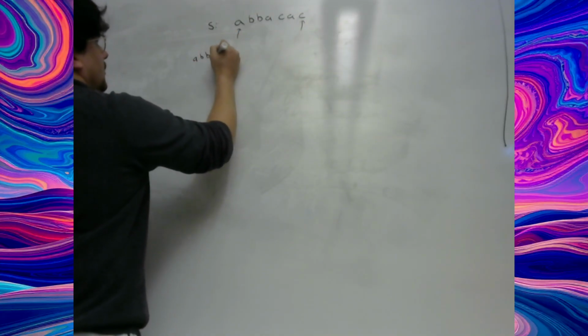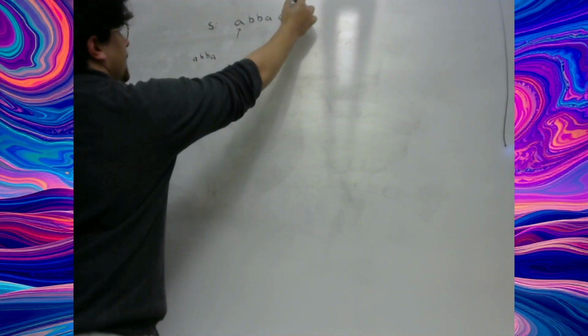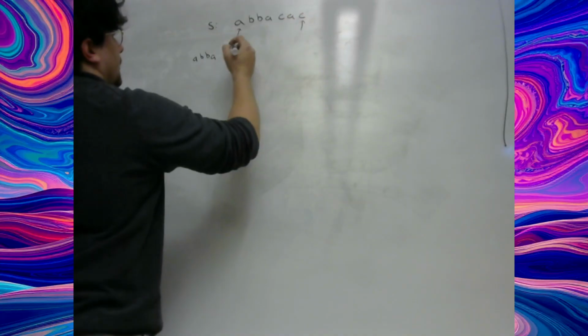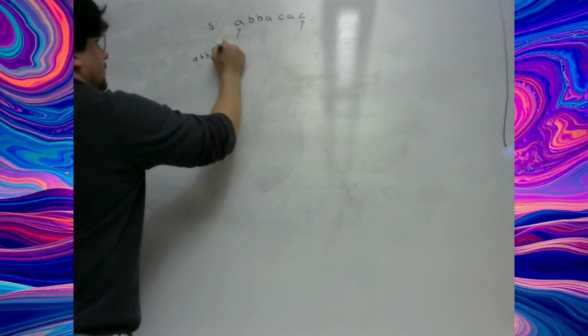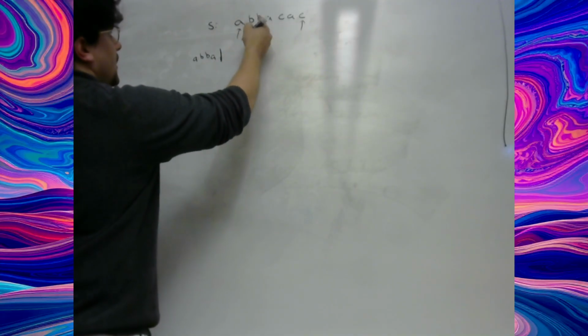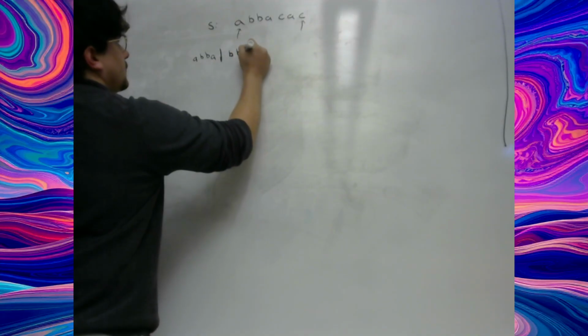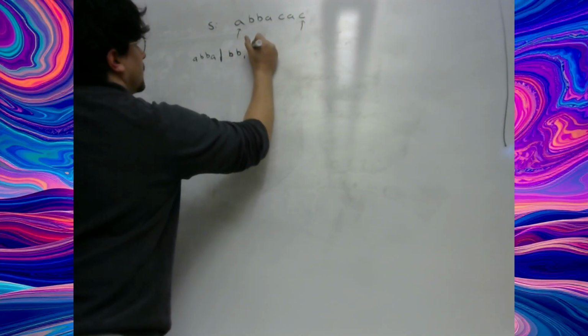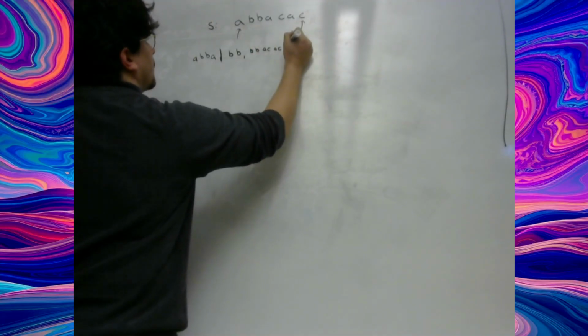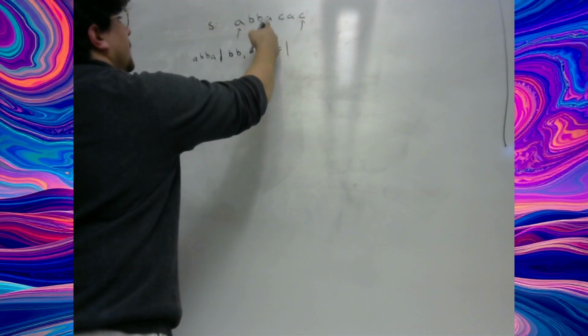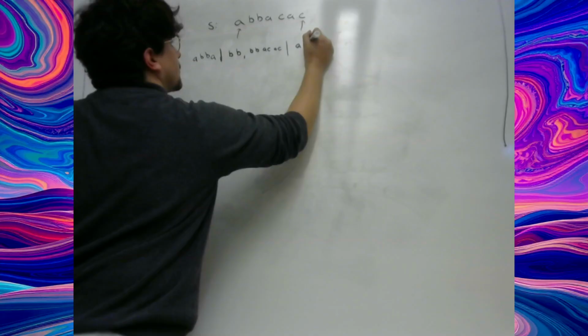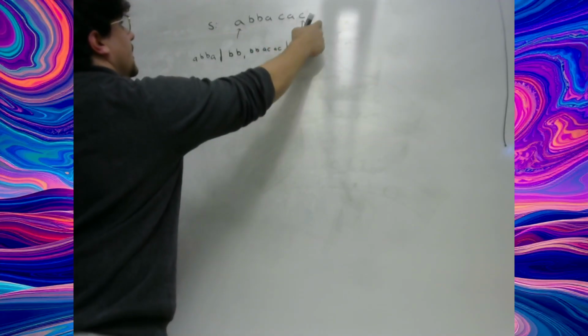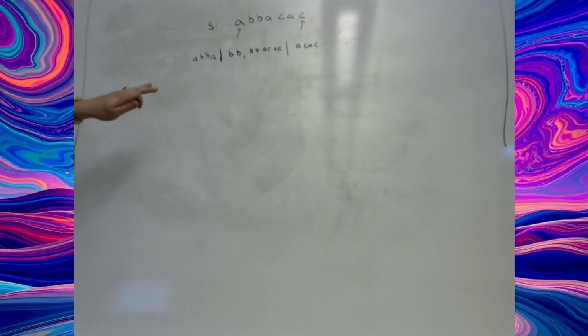A, B, B, A. Okay, continue. A, B, B, A. No, sorry, that's not correct. So that'll be it starting from A. When we go starting from B, we're going to get BB, and we're also going to get BB AC AC. All right, and then B AC AC. Nope, AC AC. So starting from there, we're going to get that. C no, AC no, C no.